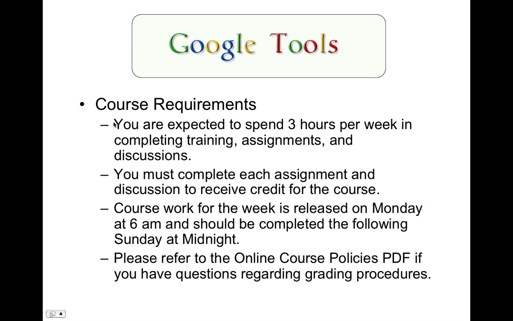Now please be aware you must complete each assignment and discussion in order to receive credit for this class. With only 6 weeks and 6 major assignments, you need to complete each one. If you have any problems regarding an assignment, please contact me as soon as possible and let me know. The coursework for this course is released every Monday morning at 6 a.m. and should be completed the following Sunday at midnight. This happens every week automatically. If you have any questions about that, please let me know. If you have any questions regarding overall UEN online course policies, please refer back to that PDF that I mentioned a few moments ago.